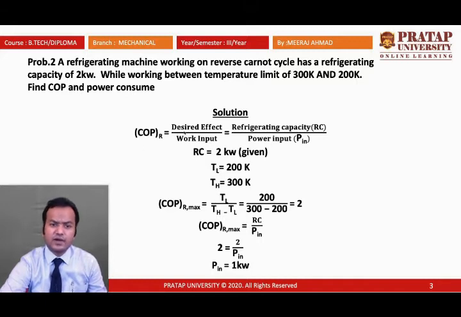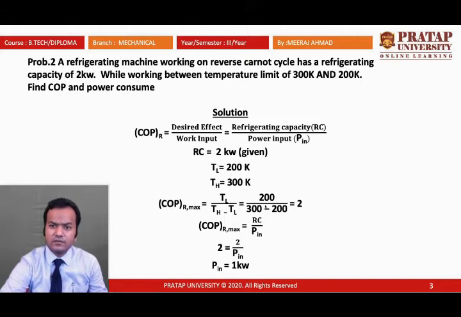Then write the formula of the COP of the refrigerator, which is equal to the desired effect divided by the work input. It can also be written as the desired effect equal to RC, the refrigerating capacity, and the work input as the power input. When you use the refrigerating effect, you use the work input. When you use RC, the refrigerating capacity in kilowatt, you use the power input in kilowatt. RC is given as 2 kilowatt, and TL and TH are also given.